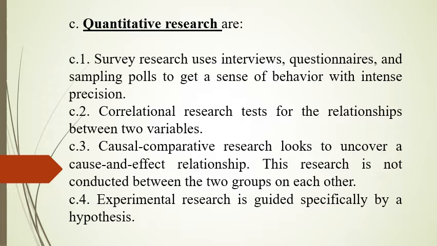Quantitative research types include survey research, which uses interviews, questionnaires, and sampling polls to get a sense of behavior with intense precision. Correlational research tests for the relationships between two variables. Causal comparative research looks to uncover a cause and effect relationship. This research is not conducted between the two groups on each other. Experimental research is guided specifically by a hypothesis.